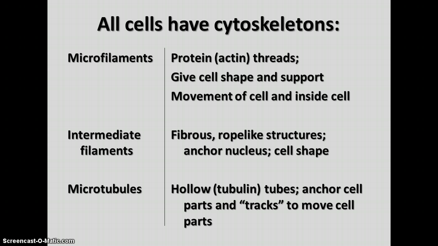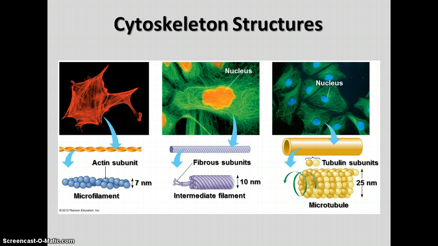Microtubules are made of hollow tubes called tubulin, and they help anchor cell parts in place, and they also provide tracks to move cell parts around from place to place. So here we have some pictures that show you these different kinds of structures.